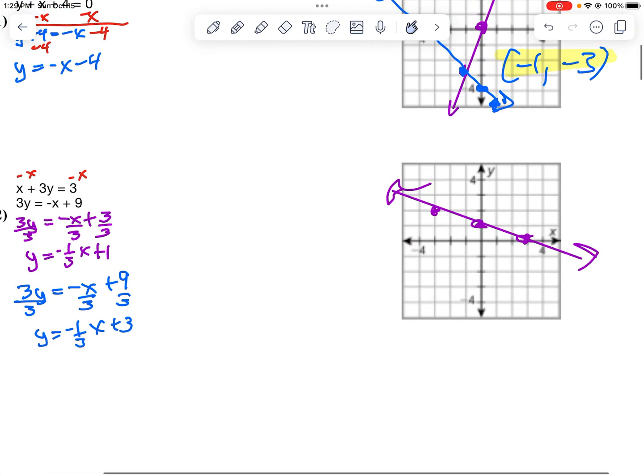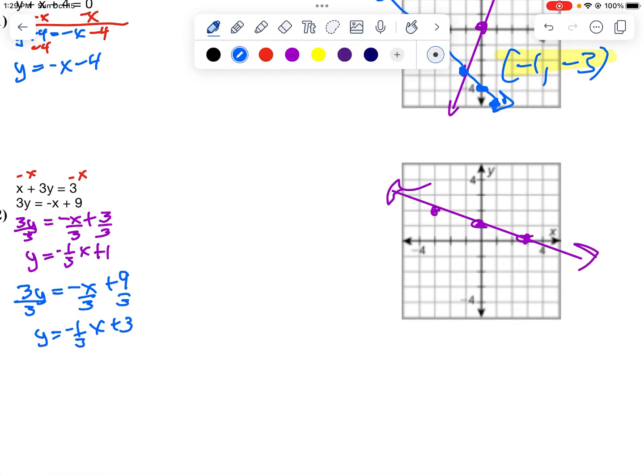So I'm going to go up 3. And I'm going to go down 1 to the right 3. Or up 1 to the left 3. Notice my two lines are parallel. Didn't draw it very well, but they're parallel. So remember, parallel is no solution.